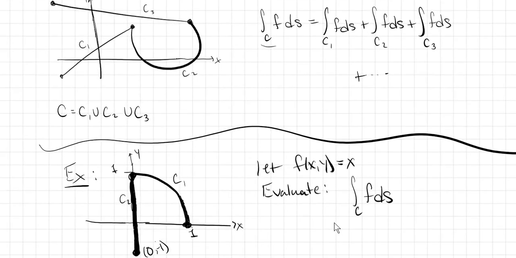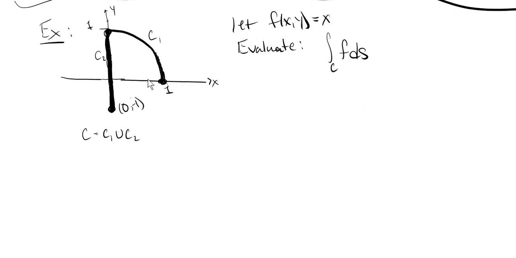Okay, let's see an example using that idea. Here we have our curve C described by this curve C1, portion of the unit circle from 1, 0 to 0, 1. Then down the y-axis from 0, 1 to 0, negative 1. We're saying the overall curve C is both of those put together. And we're asked to evaluate the line integral over C of f ds, where f is a simple function, just equals x. Now we've already seen just what we were just now saying is that this is just going to be integration over one piece, C1, plus integration over the other piece, C2.